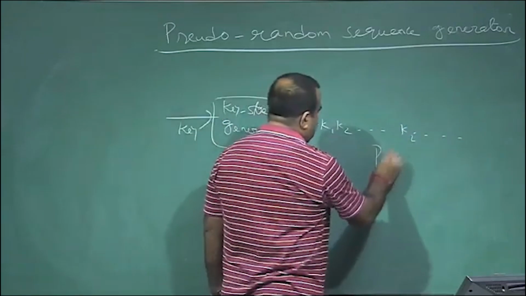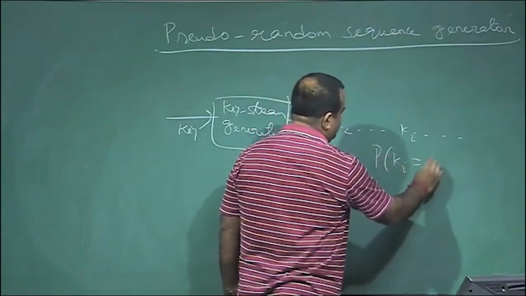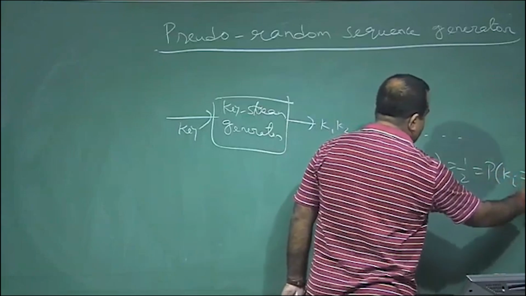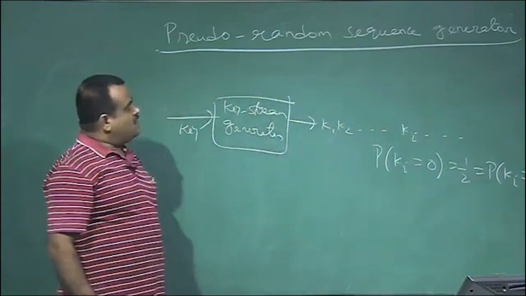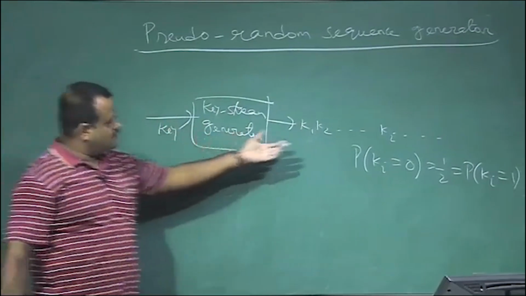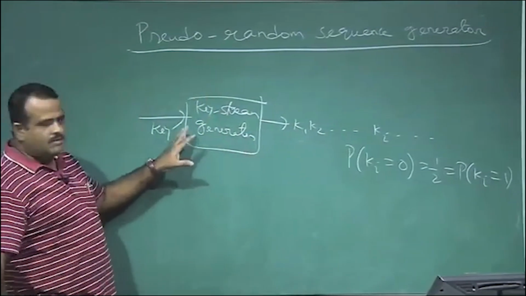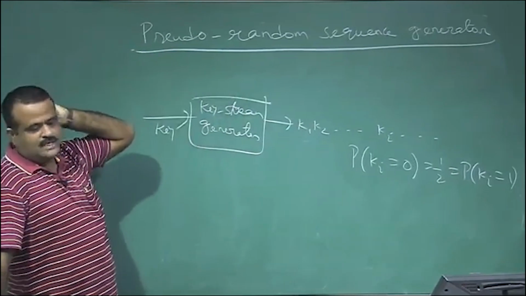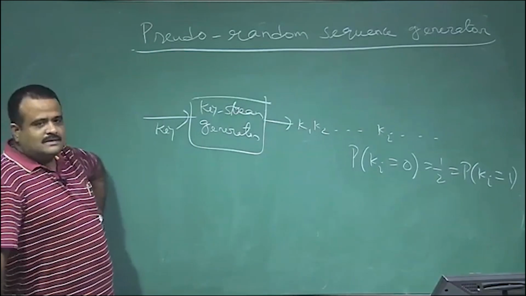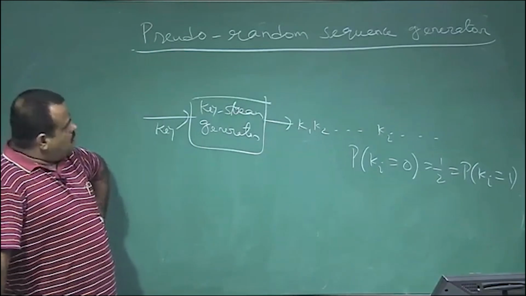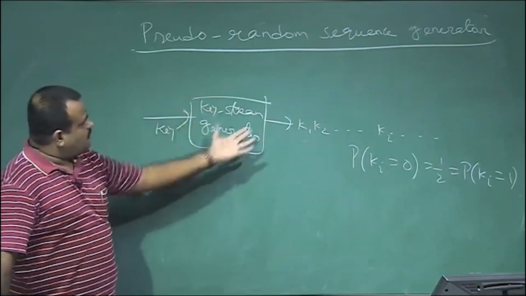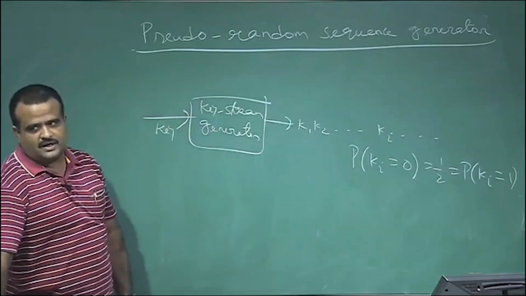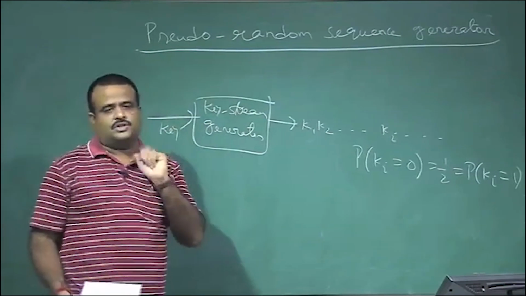Now, if all the Ki's are truly random bits, then this generator is called a truly random sequence generator, which is not possible, and then it will be basically a one time pad and it will achieve the Shannon notion of perfect secrecy, but this is not possible in practice. So, any generator of a key stream is called a pseudo random sequence generator, and we will see how good this sequence is.